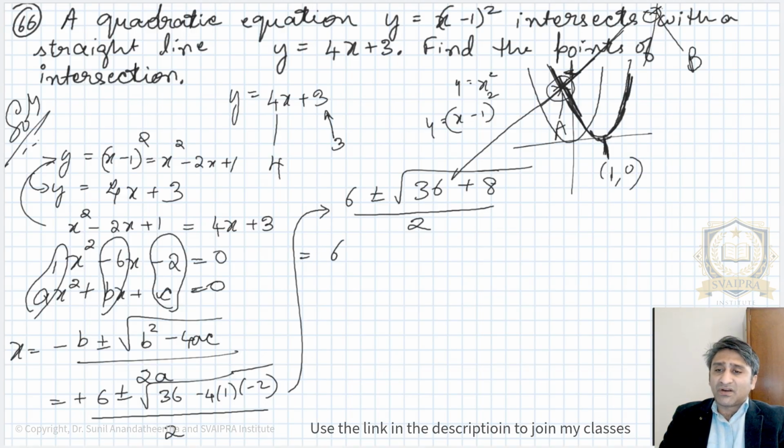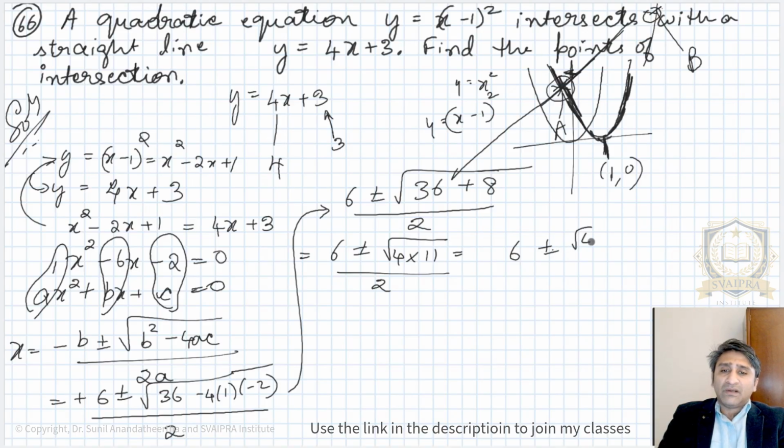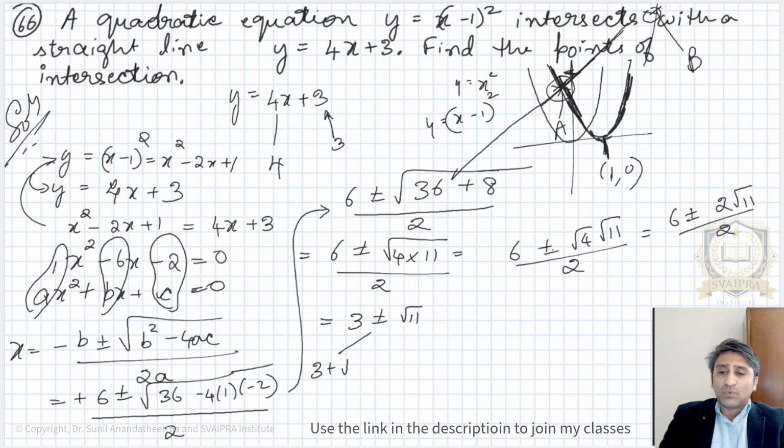So what do we get from this? We get 6 plus or minus the square root of 44, and 44 is 4 times 11, so the square root of 4 times 11, divided by 2. That is 6 plus or minus square root of 4 times square root of 11, everything divided by 2. So that is 6 plus or minus 2 root 11, over 2. 2 is a common factor, so I can take that out. That is 3 plus or minus root 11. So I have two solutions: one is 3 plus root 11, and the other is 3 minus root 11.